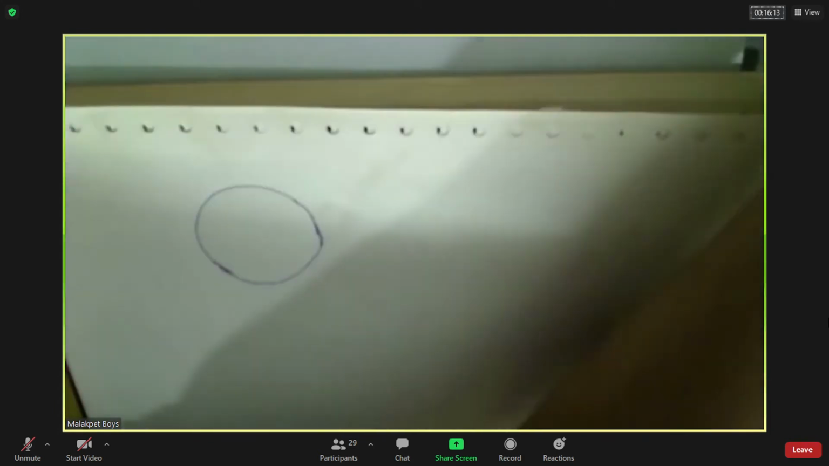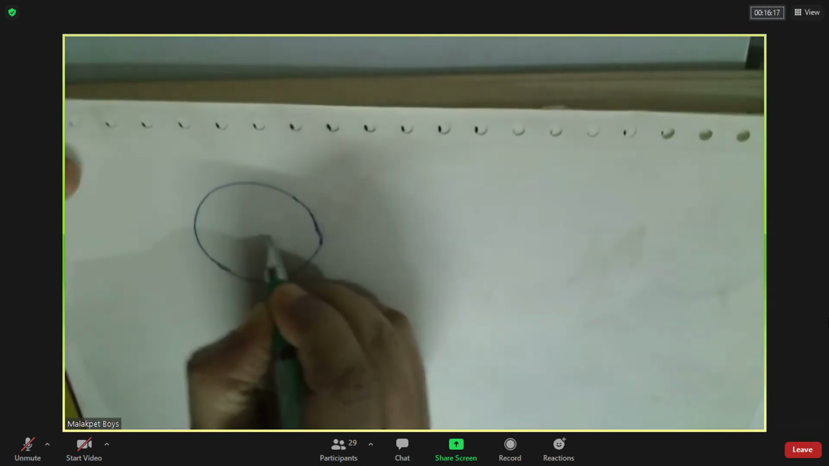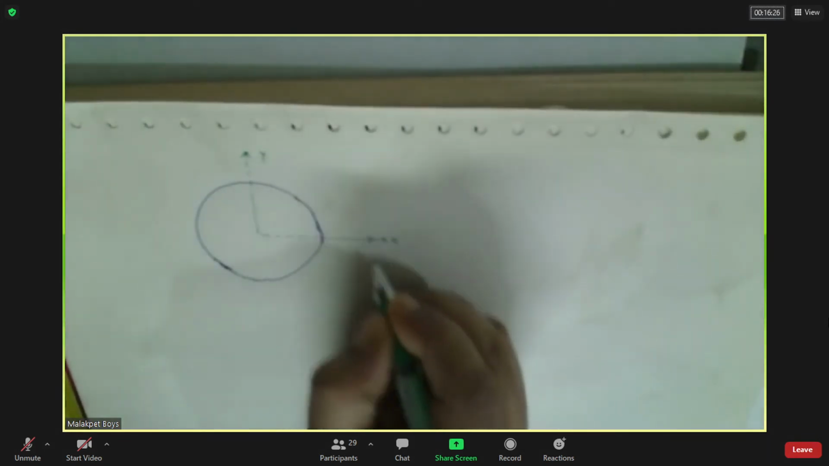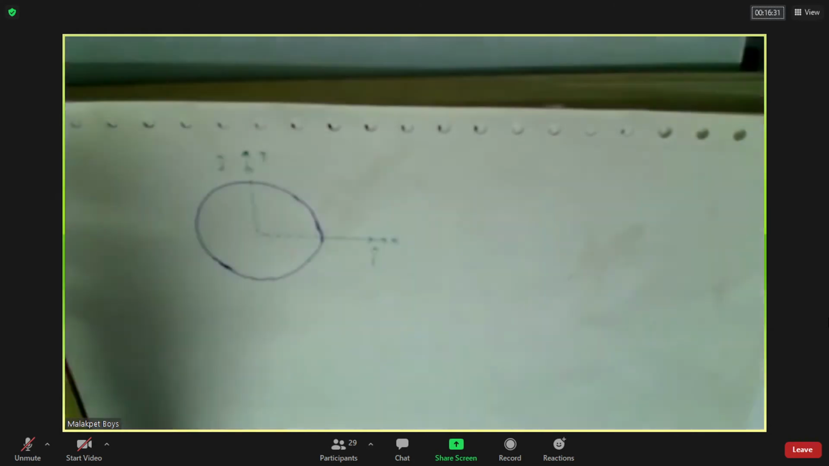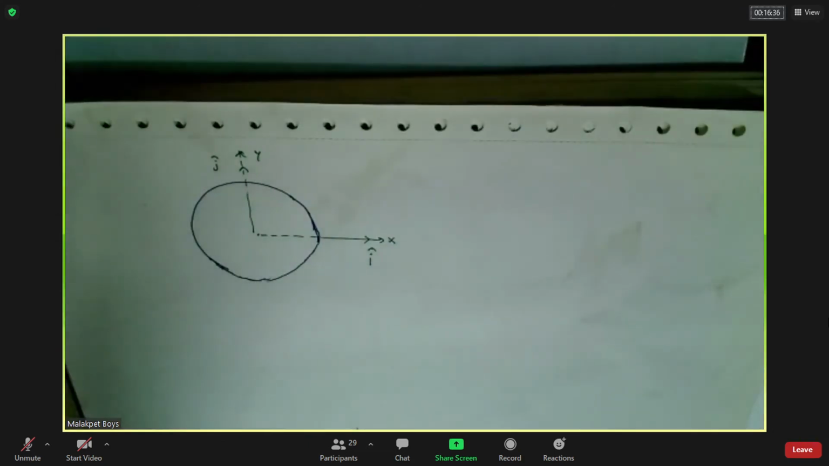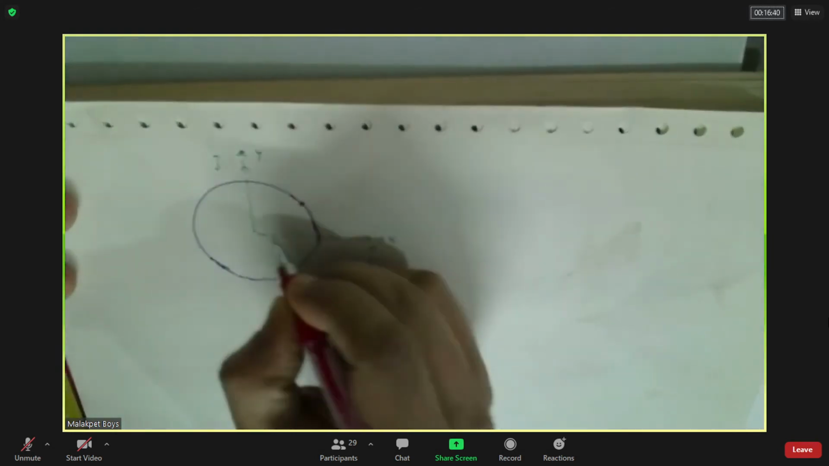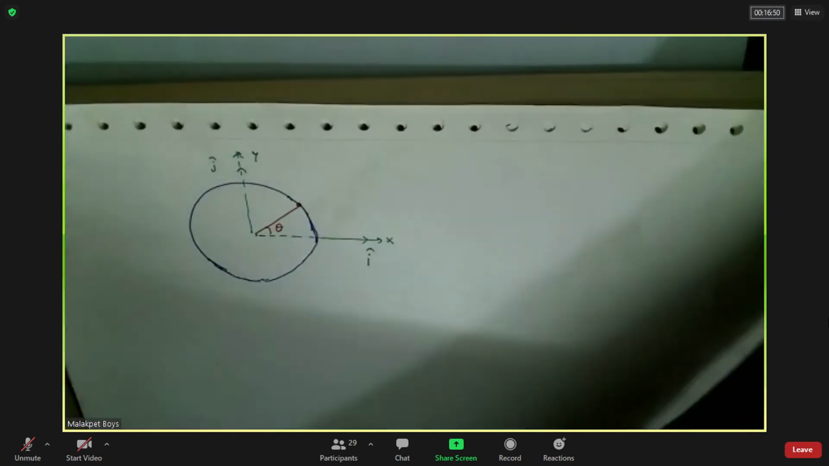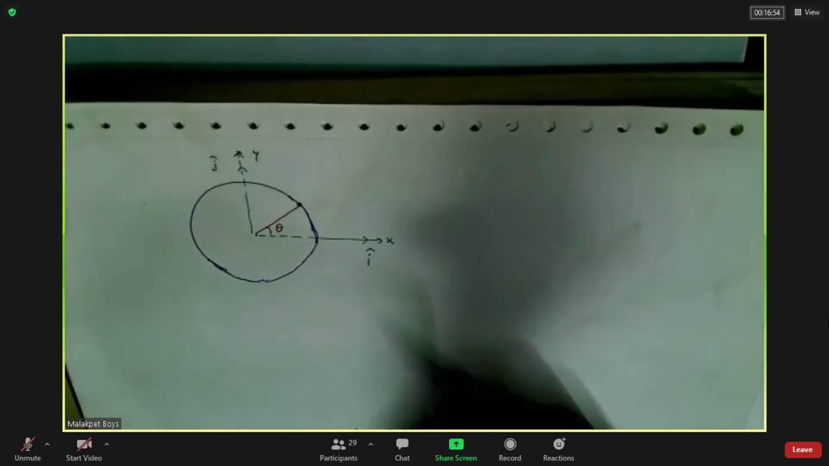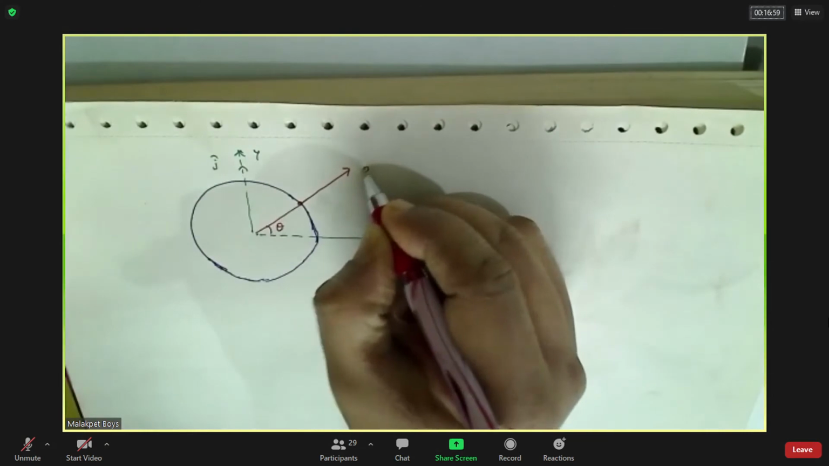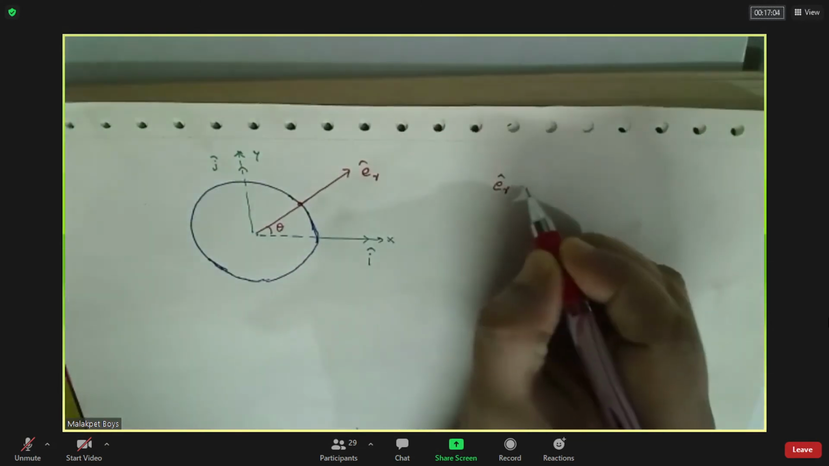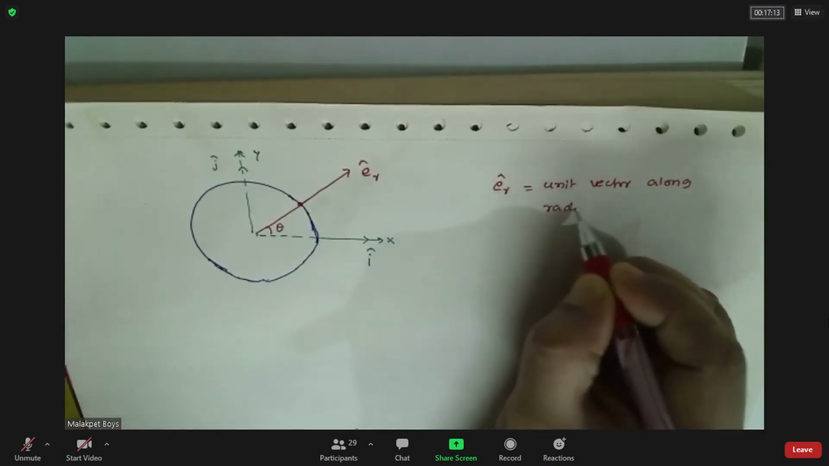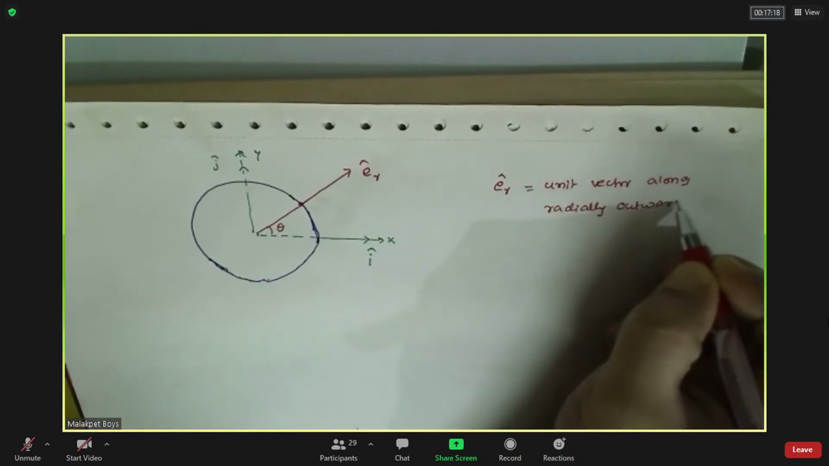So here also we'll assign, because see, this is the x-axis, this is the y-axis. Along these already, what are the unit vectors? I cap and j cap. Remember? Yes, sir. Now suppose there is a particle here making an angle of theta. Okay, so here we are saying a new set. One unit vector is like this, along radially outwards. What is er cap? Unit vector in which direction? Radially outward direction.